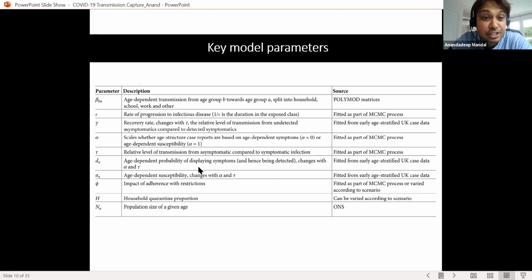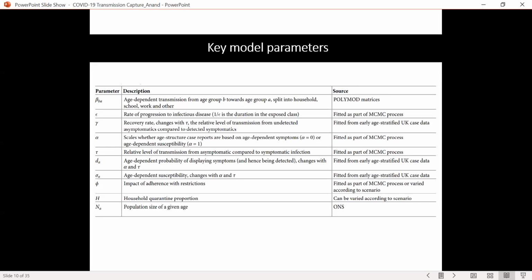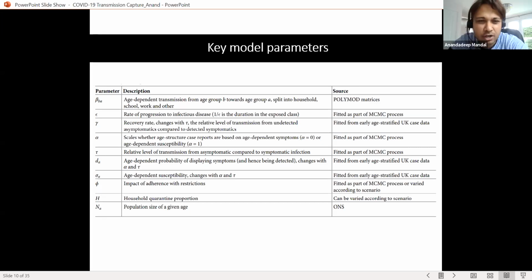Then we have displaying of symptoms, age-related susceptibility. This is a very cool parameter, sigma A. Older age groups will be more susceptible to the disease than the younger ones. That is why you will see why this was extremely critical in circuit breakers. I will discuss that. And then you have the household quarantines. So if you're infected, you have the household quarantine, and the population size of a given age.